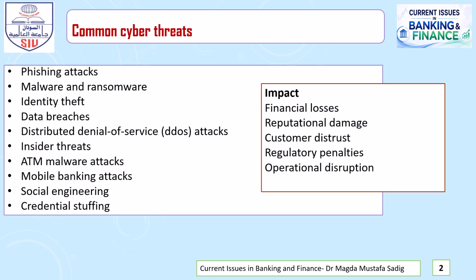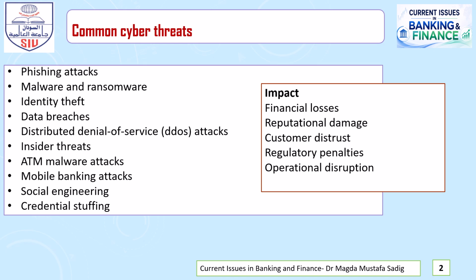Fifth, distributed denial of service, DDoS attacks. A DDoS attack overwhelms a bank's servers with millions of fake requests. As a result, legitimate customers cannot access online banking services. The objective is disruption rather than theft.